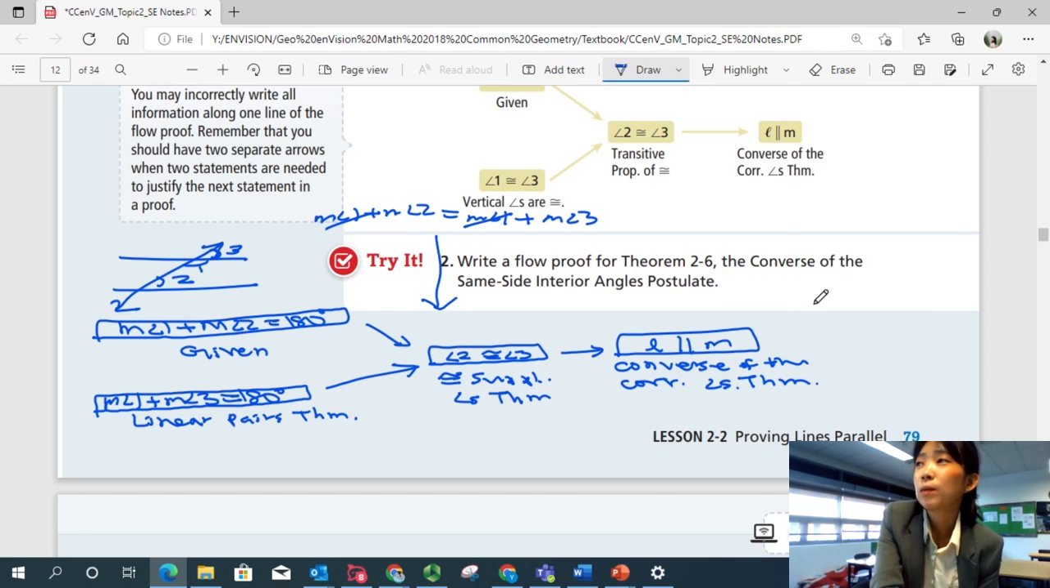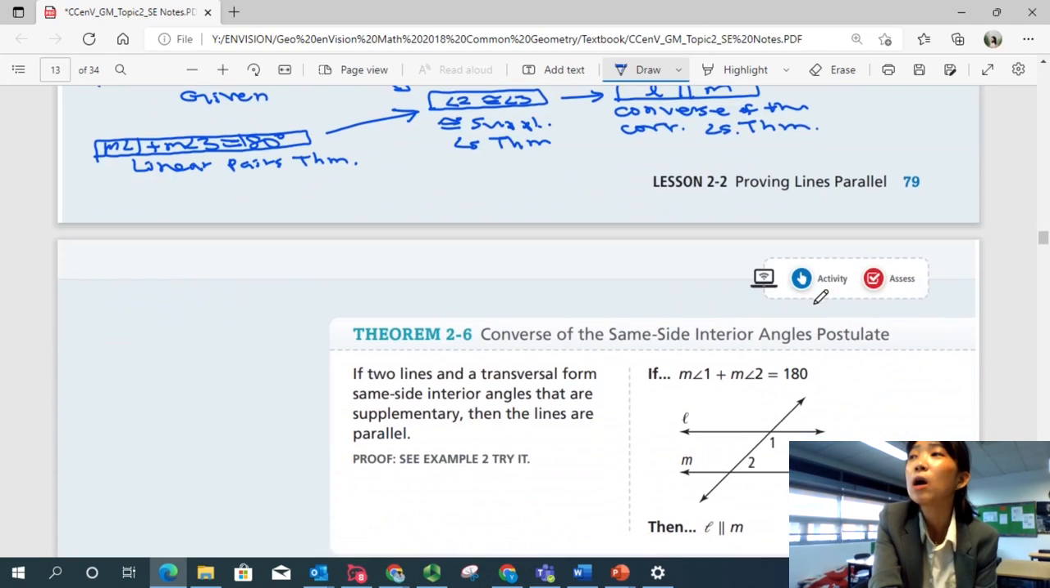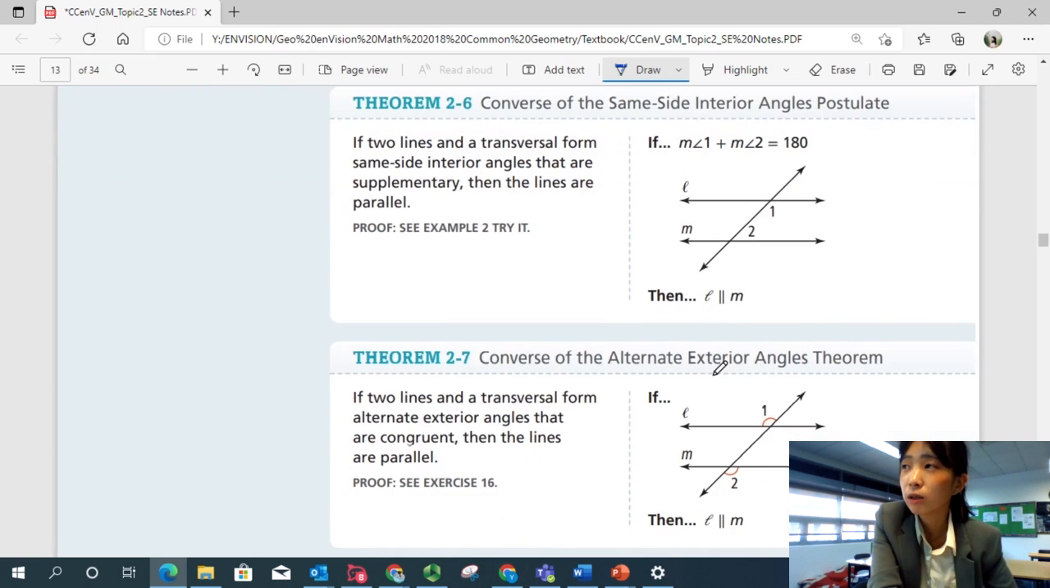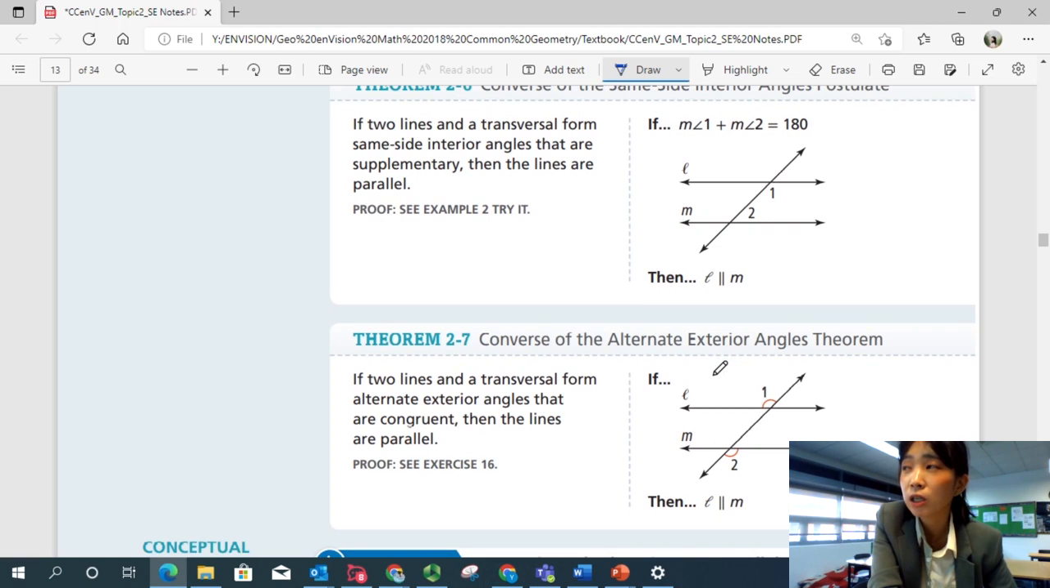So using that, we have just proven theorem 2-6, the converse of the same side interior angles postulate, which says if you have two angles that are the same side interior angles that add up to 180 degrees, then the lines L and M are parallel. And also theorem 2-7, converse of the alternate exterior angles theorem, says that if two lines and a transversal form alternate exterior angles that are congruent, then the lines are parallel. So all of them follow a similar logic.